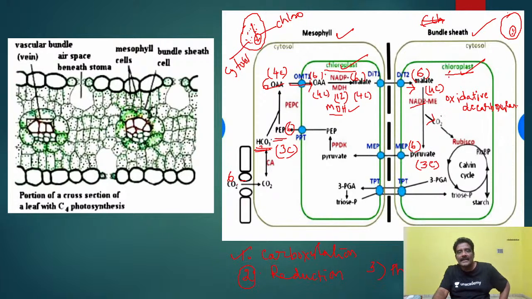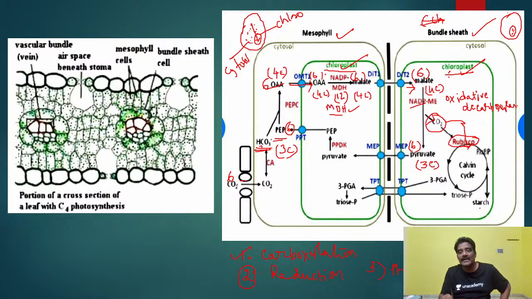This carbon dioxide, very important, will be made available to the Calvin cycle. The Calvin cycle is taking place here. The Calvin cycle occurs only in the stroma, no? In the Calvin cycle, the Rubisco enzyme is there, no? Ribulose 1,5-bisphosphate carboxylase oxygenase enzyme. It is the carbon dioxide acceptor. Am I correct or not? So it accepts carbon dioxide and forms, ultimately, starch here. Starch is produced.